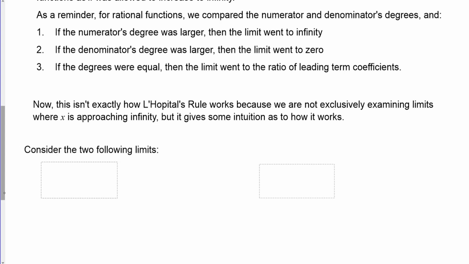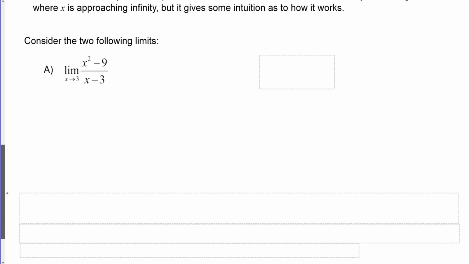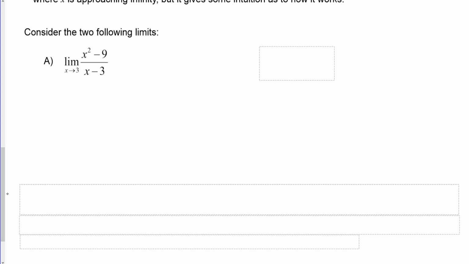So let's consider some limits here. First off, the limit as x approaches 3 of x squared minus 9 over x minus 3. If I start off plugging in the value, 3 squared minus 9 over 3 minus 3 gives me 9 minus 9 over 3 minus 3, which is the indeterminate form 0 over 0.